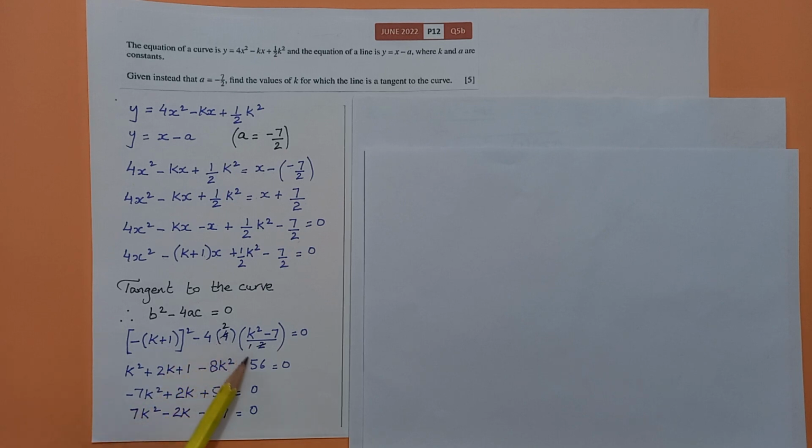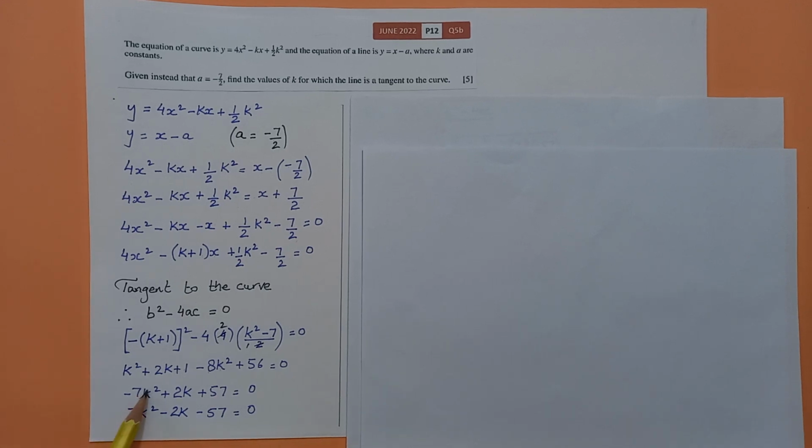Now, as you can see, I have cancelled this 2 with this 4 so that we could go for a simplification. First of all, this negative square would become positive. Apply the formula of a plus b whole square, which would be a squared plus 2ab plus b squared. Then minus 4 times 2 is 8, multiply that by k squared minus 7, and it would result in this condition. Rearrange the condition, add up the like terms, the k squared and whatever the like terms are, and finally rearrange them in this manner. As you can see, after rearranging it, I got minus 7k squared plus 2k plus 57 equal to 0. I can use this also as an equation and get my values.